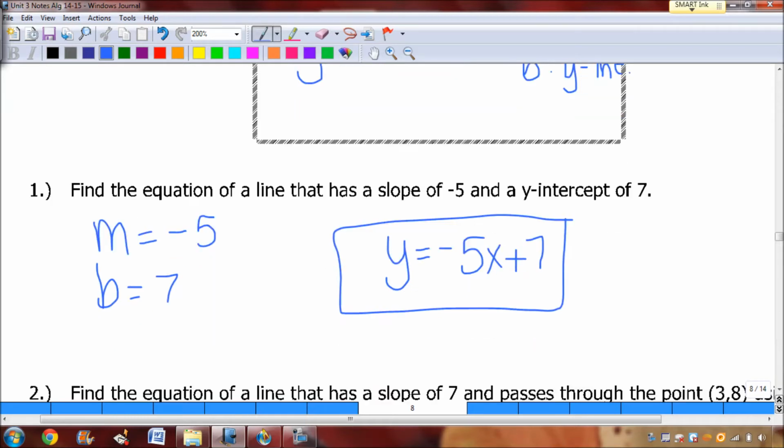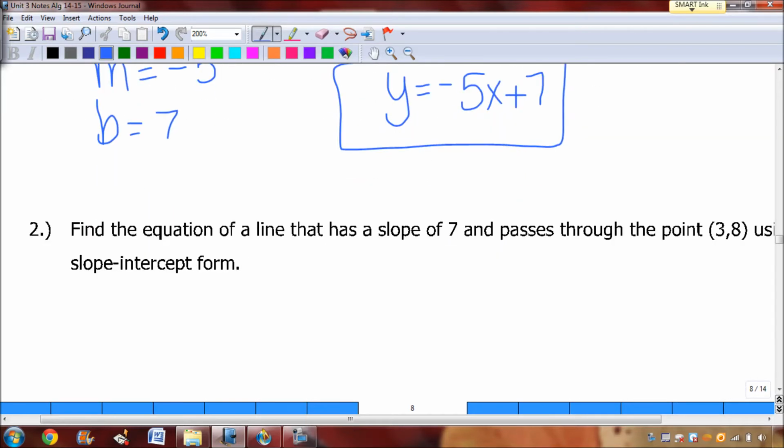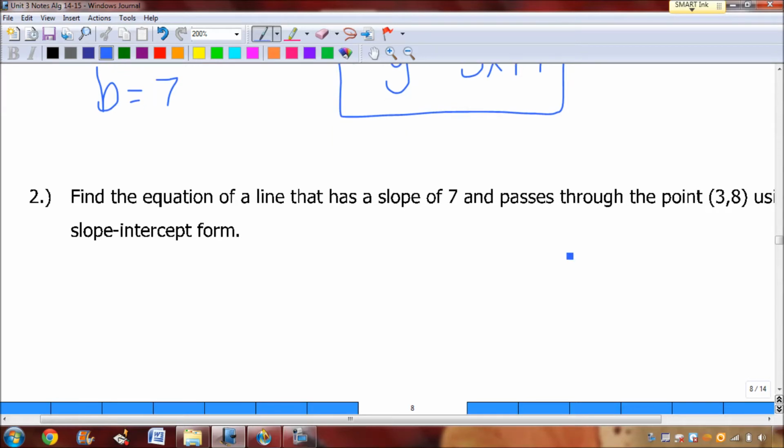Okay? Now, if you look at question number 2, however, it's a little bit different. It says find the equation of a line that has a slope of 7 and passes through the point (3, 8) using slope-intercept form. So I know the slope is 7, but it doesn't tell me what the y-intercept is. That's unknown. So I have to figure out what the y-intercept actually is.